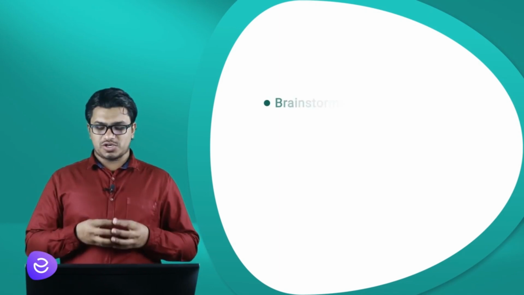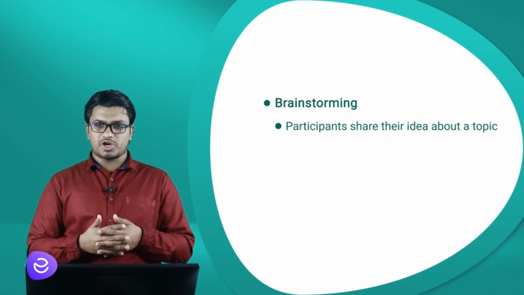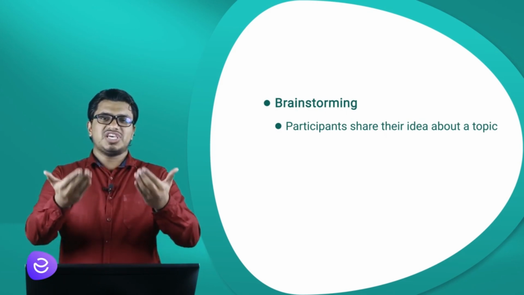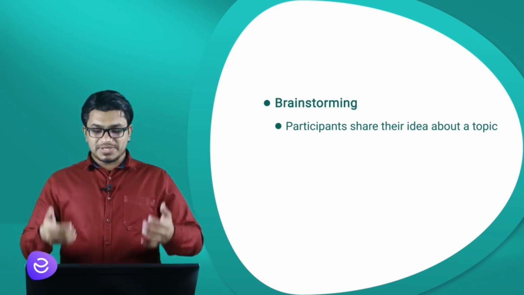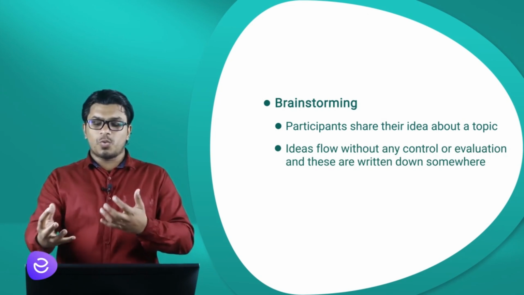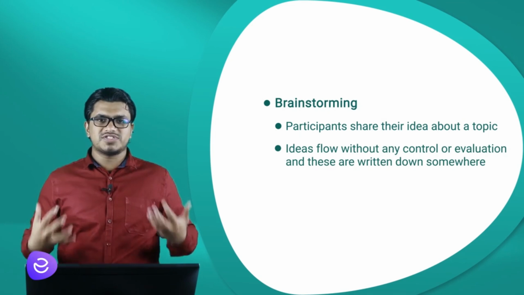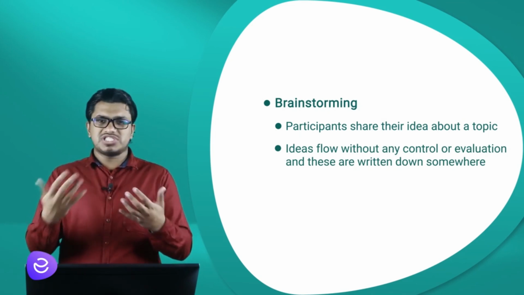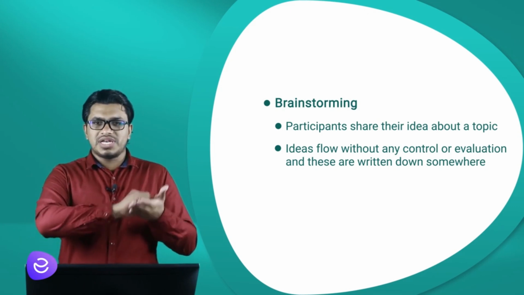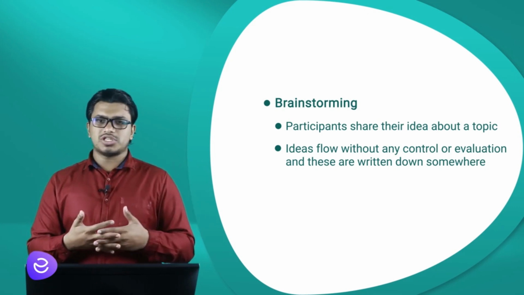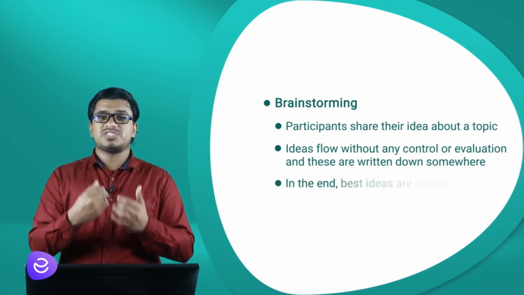Next one is brainstorming. In brainstorming, participants share their ideas about a particular topic. So they are given a topic and then they share their ideas. Maybe they are given a problem and told to find solutions. So the ideas or the solutions flow without any control or evaluation. They are told to give solutions or ideas as many as they want. It flows without any control, and we list this down, or maybe write it on the blackboard, or list it down in a notebook, and then in the end the best ones are selected.